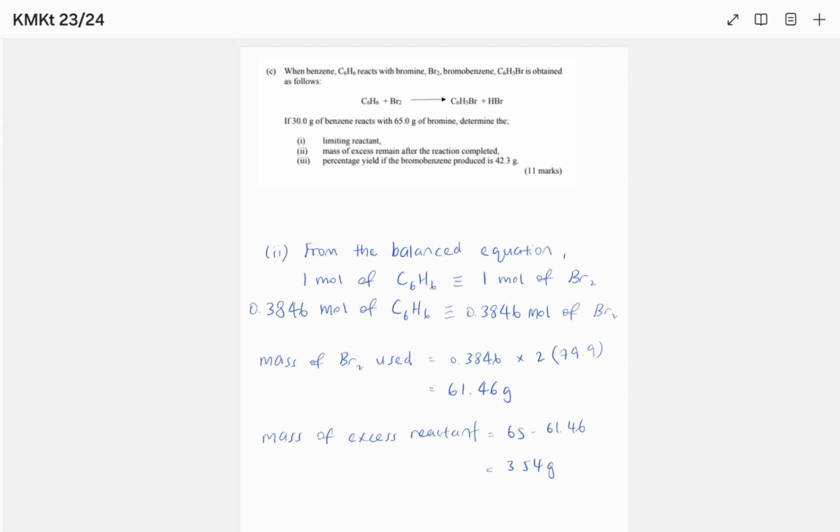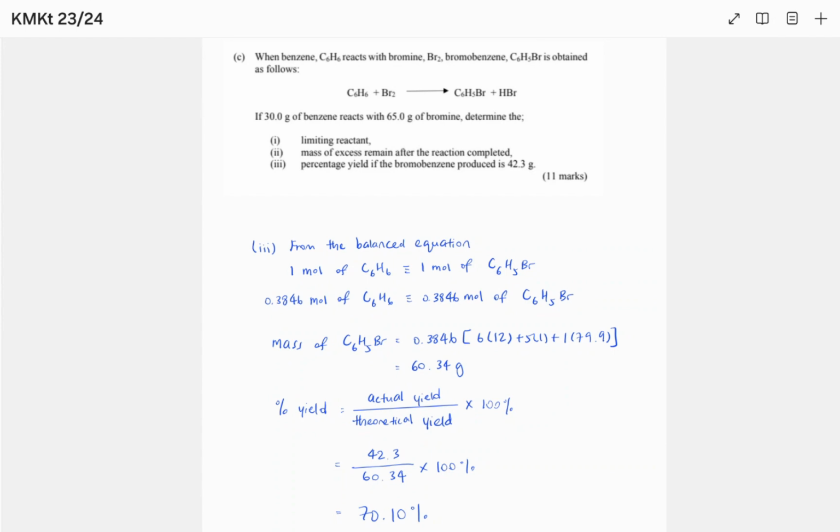0.3846 mole of bromine. And then to find the mass of bromine used, we will multiply the mole of bromine with its molar mass. So it's 0.3846 times 2 times 79.9, we will get 61.46 grams. And to answer the question, mass of excess reactant remaining, we will use the initial mass of bromine minus the mass of bromine used. So we will get 3.54 grams.